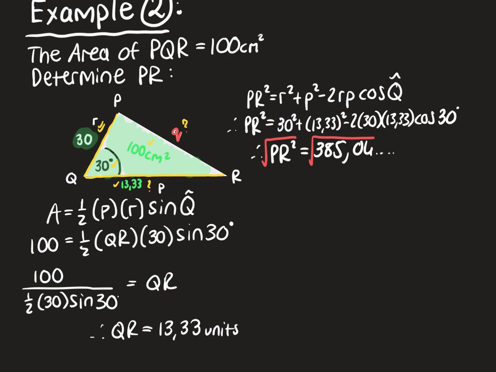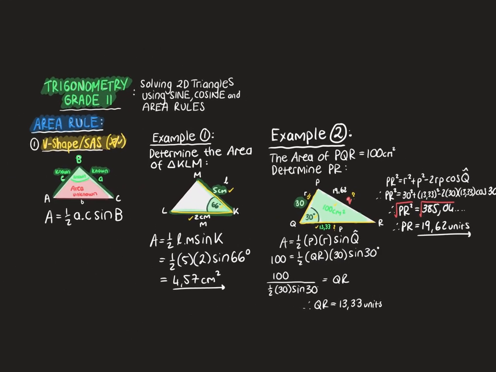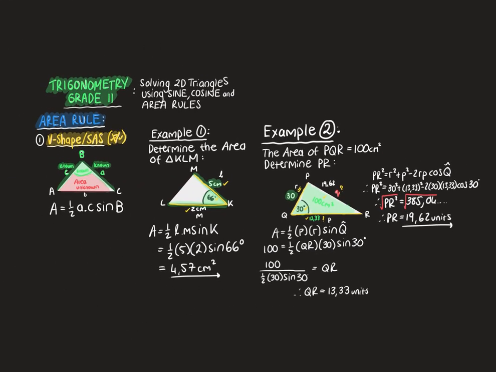So I'm going to go square root of my answer, and I'm getting 19. So therefore, PR is equal to 19,62 units. Okay, and that's how we would have worked it. Do you see how we can use many trig rules in one, okay? And how we can also manipulate the formula.